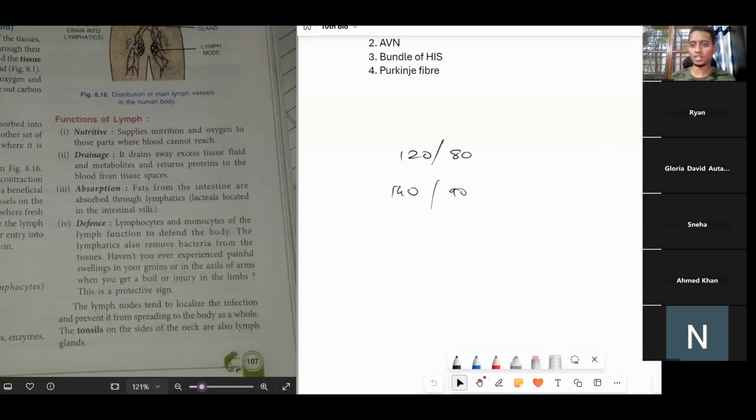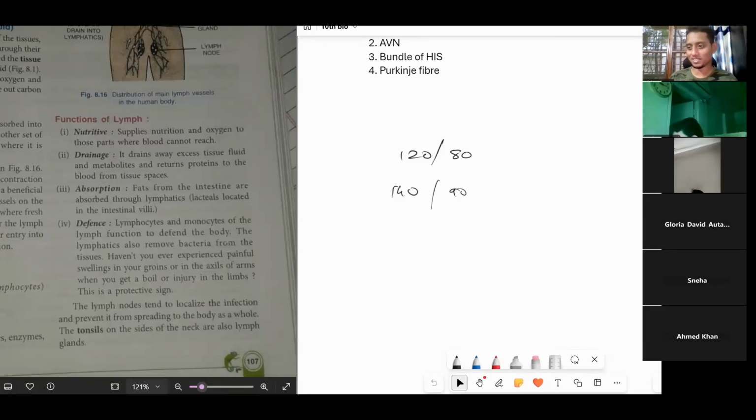There's no one online. I think I will stop the sharing. No need to have offline. All are off. No one's here, no? Gloria, Sneha, Ahmed.